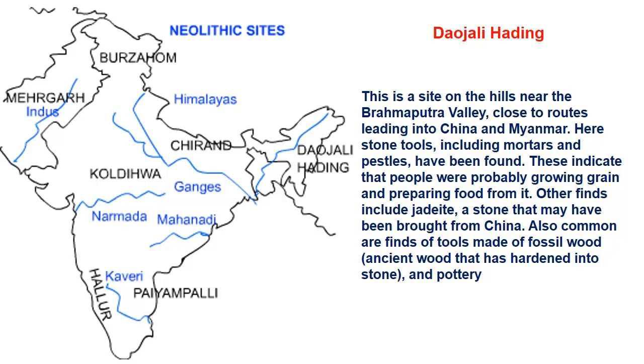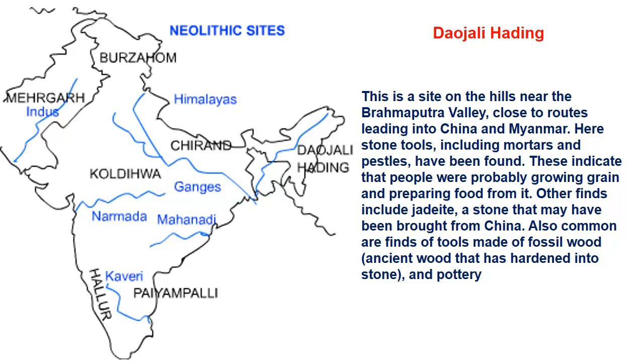Stone tools including mortars and pestles have been found. These indicate that people were probably growing grain and preparing food from it. So other finds include jadeite, a stone that may have been brought from China, because China से भी communication भी शुरू हुआ है. Also common are finds of tools made of fossil wood and pottery. Hope you understand.